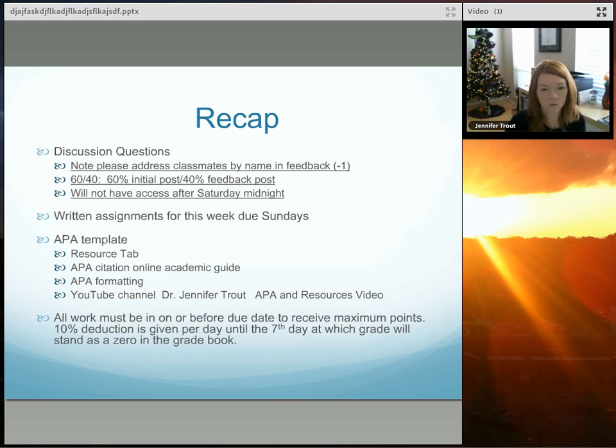And recapping, of course, making sure you guys meet those requirements for those discussion posts, keeping in mind the 60-40 rule on those discussion posts, and that we are using classmates' names in your reply post. And most of you got it down. There's a few, I'm not sure what's going on there, but this is the last week to get it in.